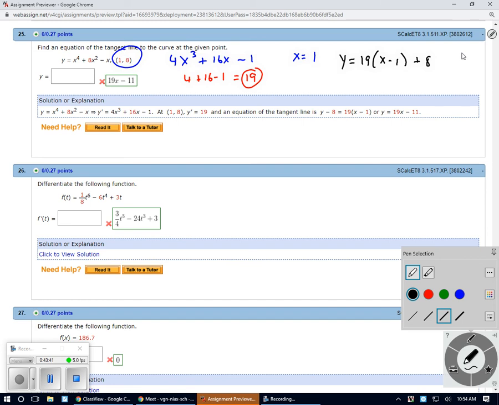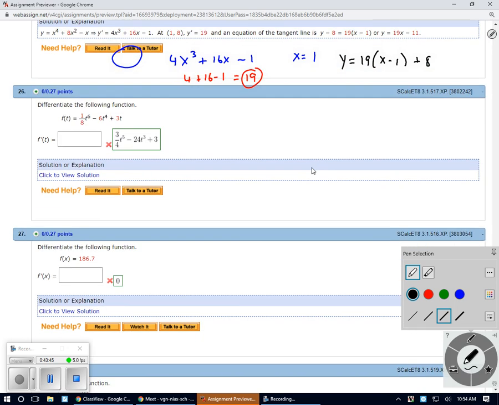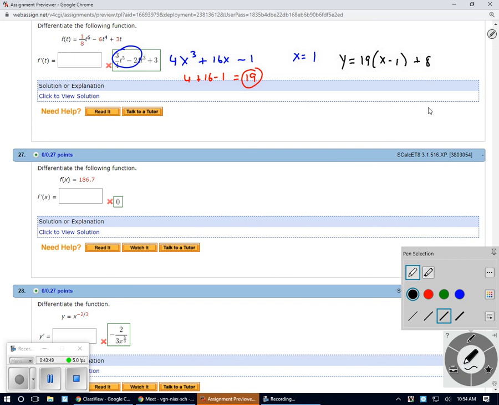26 is just a flat derivative problem. Multiply the 6 in front, subtract 1, you get 6/8. Okay, let's go to 27. Do you see the x's or t's on that? No, so it's 0. That's a constant. 0.